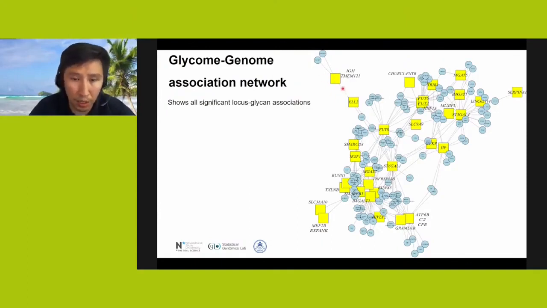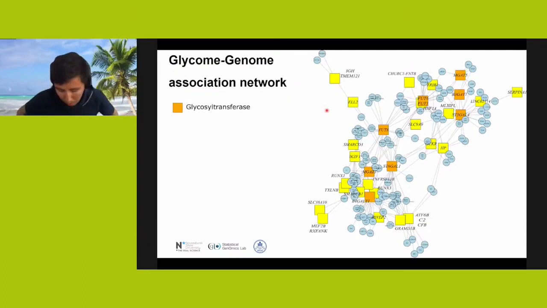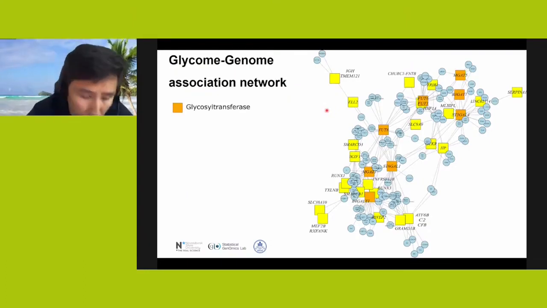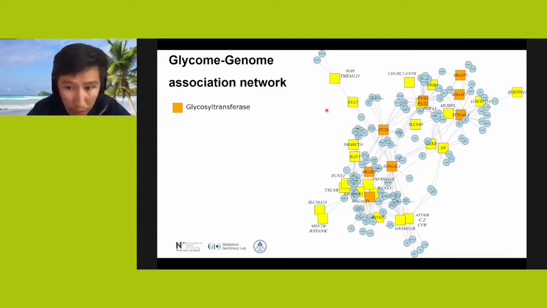Squares represent the loci which we have found and confirmed, and circles represent the N-glycan traits that showed genome-wide significant associations with these loci. So we have 31 squares and approximately 100 N-glycan traits here. First, as in the previous talk, we see 8 loci that contain glycosyltransferase genes, which code for enzymes with a known role in N-glycan biosynthesis.